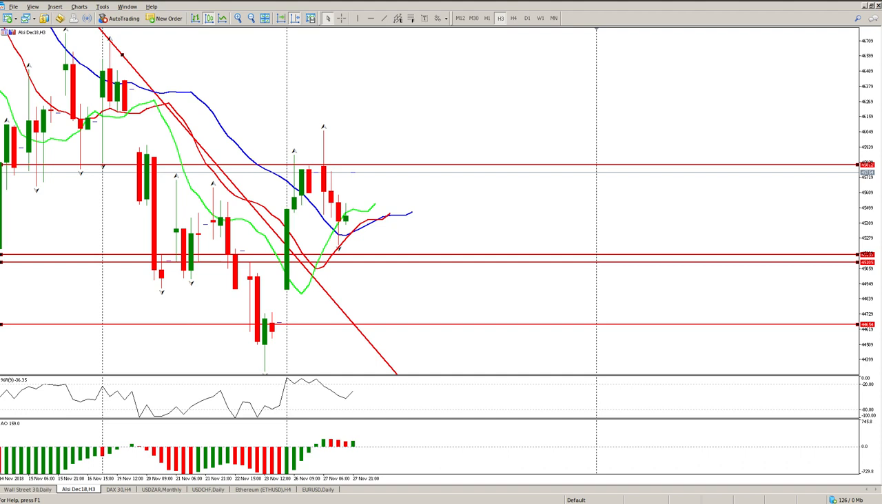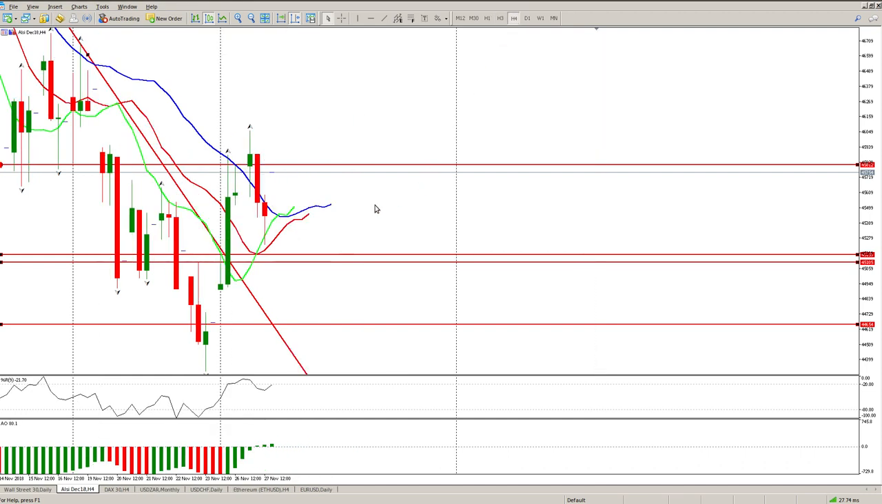So for me, I'm already sitting long on the Dow, but I'd be looking for a long entry on the Aussie as well. So it's not here for me just yet. I want to see... Now, ideally, I'd like to see this gap close. I hate seeing gaps open right down the bottom here, but anyway, that may not happen.